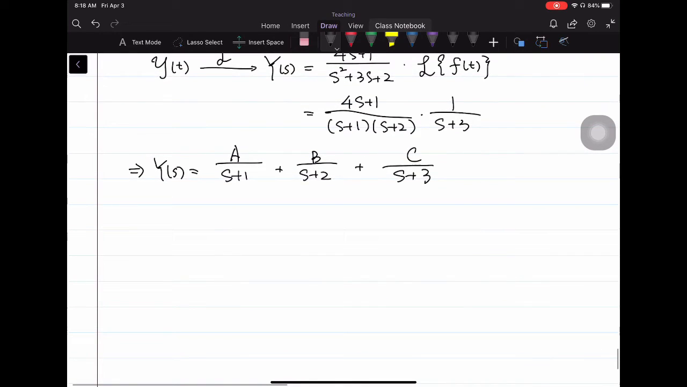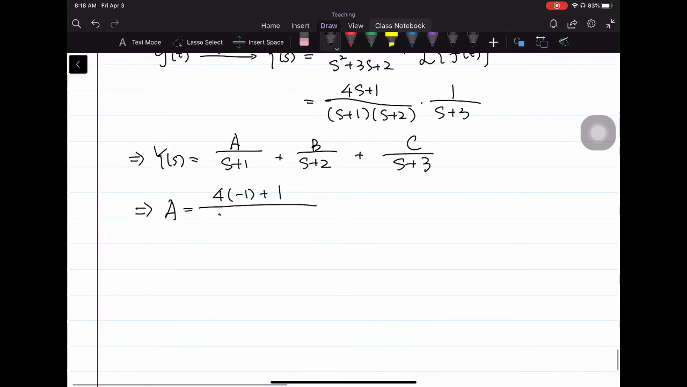In solving A, B, and C, we can use the cover-up method again. So to solve for A, it corresponds to s plus 1 equal to 0, or s equal to negative 1. So I replace s with negative 1 and cover up the s plus 1 term in the denominator. So I only have s plus 2, and s plus 3, where s is equal to negative 1. Right, and do the calculation. I have minus 3 on top, and I have positive 2 underneath.